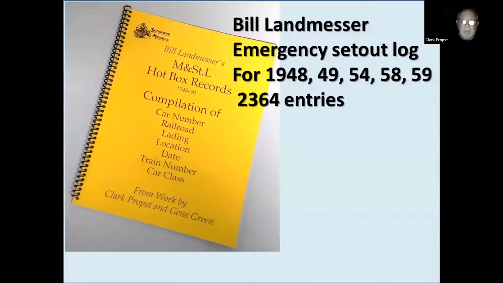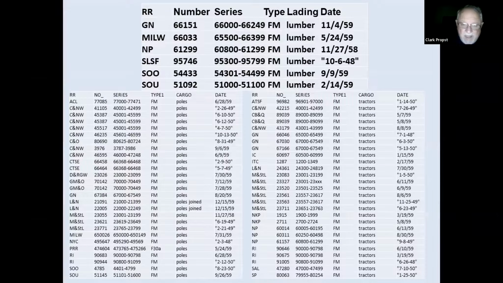This is the Landmesser set out records that we're going to take some information from. As you can see, there's quite a bit of information just on poles, tractors, and lumber. These are flat car loads. So you can see what railroads had flat cars that were actually being bridged on the MStL for the most part.